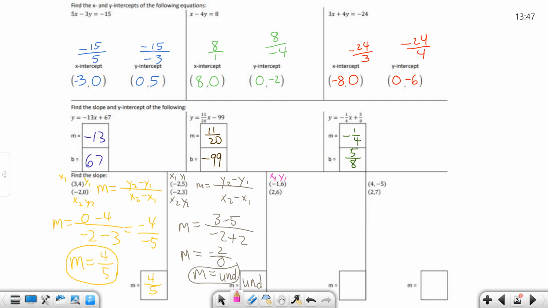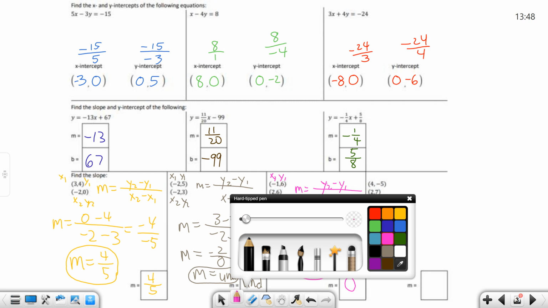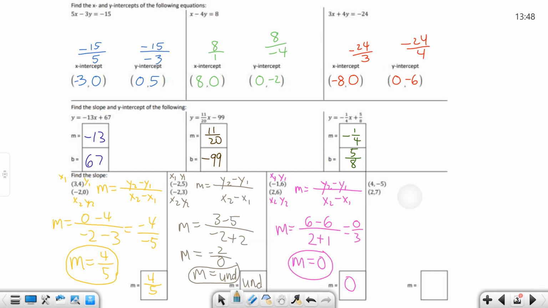Here, x1, y1, x2, y2. The slope is y2 minus y1 over x2 minus x1. So the slope is 6 minus 6 over 2 minus negative 1, which is plus 1. 6 minus 6 is 0. And 2 plus 1 is 3. This time 0 is up top in the numerator, so m equals 0. The slope here is 0.